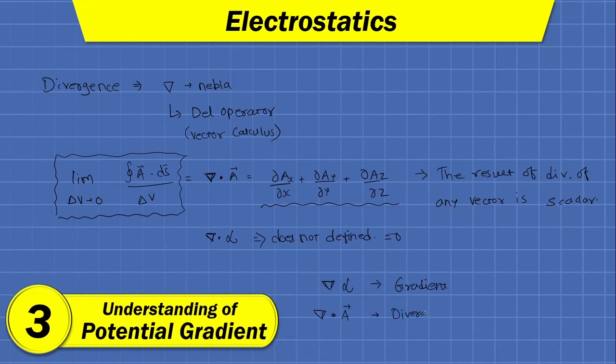We have seen each and every aspect of divergence in previous videos. And if the same del operator is applied with the cross product with any other vector, then this operation is called curl. So we need to understand these three vector calculus operations, gradient, divergence and curl, of which we have seen the divergence in a very deep sense, and today we are going to learn about gradient, and particularly potential gradient.